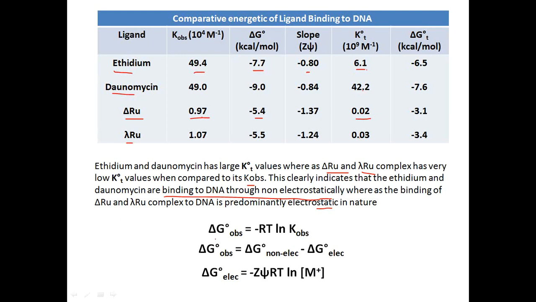So the K absorb is obtained from these delta G absorb values. Delta G absorb values can be split into a non-electrostatic interaction and an electrostatic interaction free energy. The electrostatic interaction free energy is from Record's polyelectrolyte theory, which is about minus Z psi RT ln M plus. So if this value is high, that means the interaction is electrostatic in nature. If this value is low, that means the interaction is non-electrostatic in nature.